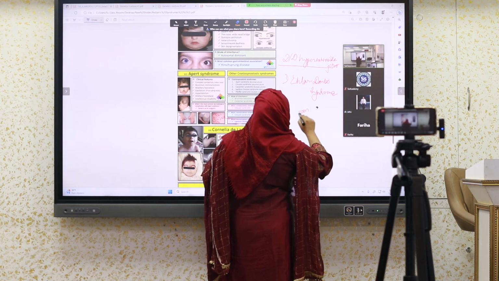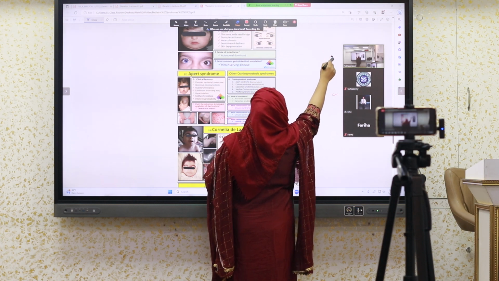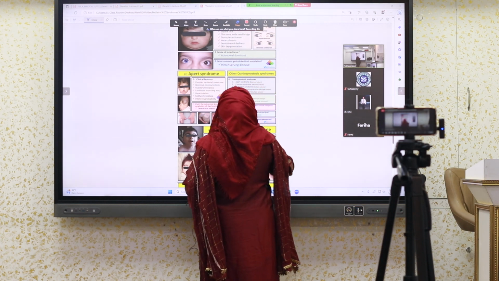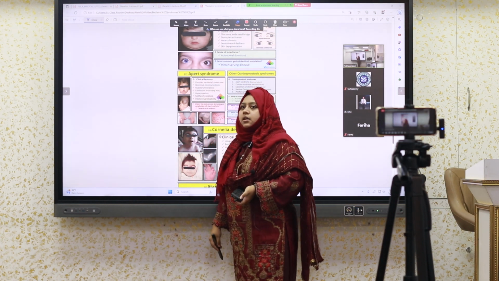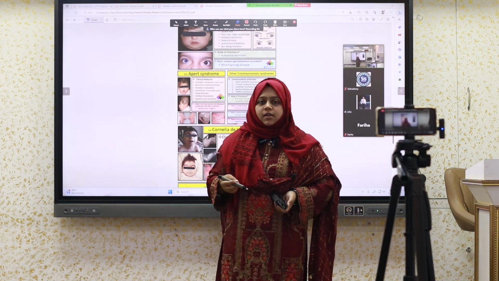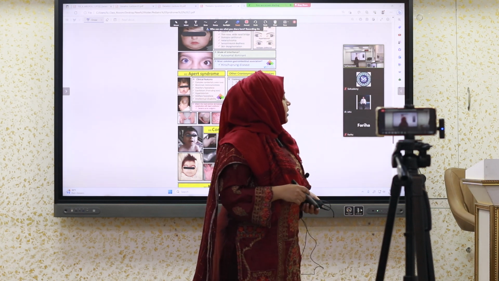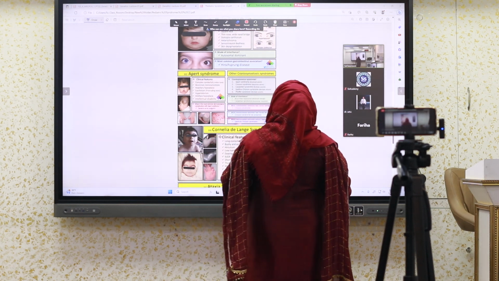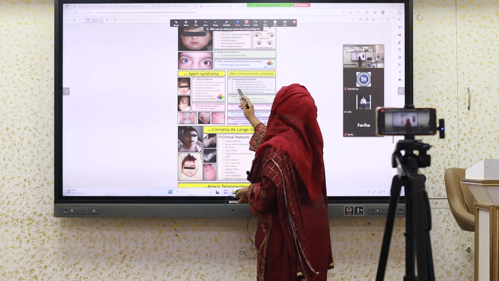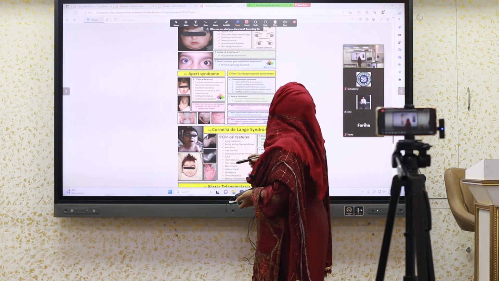Early or premature closure of the cranial suture is called craniosynostosis. Premature closure of the sutures of our skull. There are 4 important syndromes that you must know before you go to your exam: Apert syndrome, Crouzon syndrome, Carpenter and Pfeiffer syndrome. Okay, these 4 are very important.